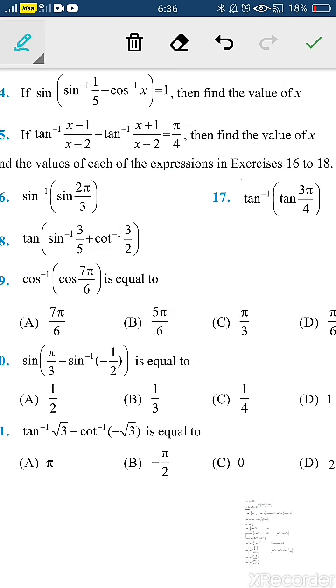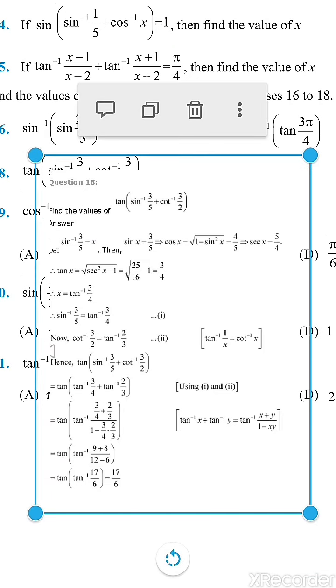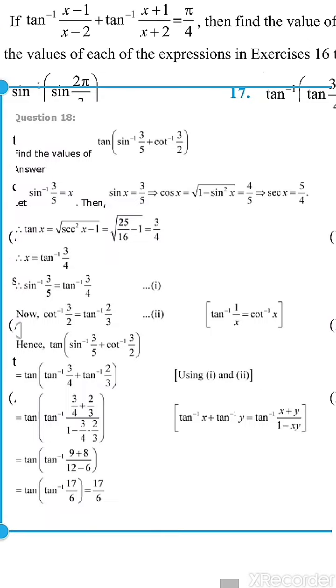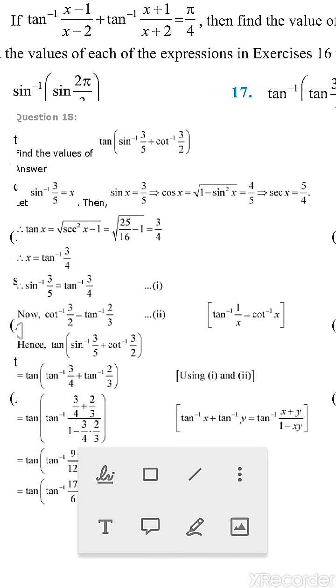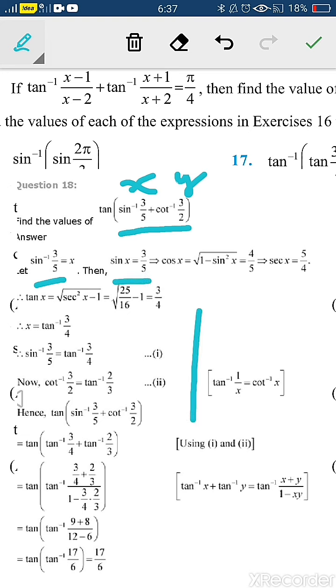In the 18th question, you will see, this is question number 18. Here you will see: find the value of tan of sine inverse 3 by 5 plus cot inverse 3 by 2. Here you will see this is not a single tan, right? So I am going to take this as x and this function as y. Sine inverse 3 by 5 as x and cot inverse 3 by 2 as y. Now I got sine inverse 3 by 5 as x. So bringing sine to the x side, it becomes sine x is equal to 3 by 5.